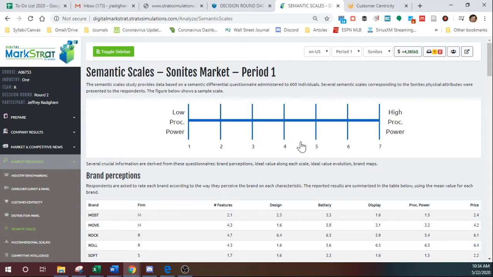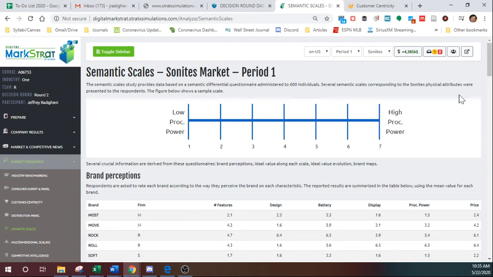The semantic scale study is a study that you can order that basically will give you information about consumers' preferences and also perceptions of the existing brands in the marketplace. So basically, the research team goes out and they ask a bunch of questions of a bunch of potential consumers. I believe it's 600 consumers. Basically says, how would you rate each attribute for each brand on a scale of 1 to 7, with 1 being very low and 7 being very high.